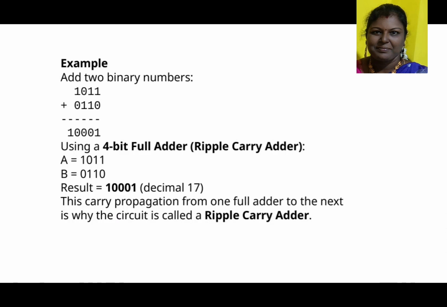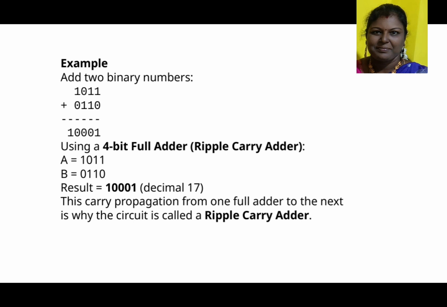Let's look at a simple example, adding 2 binary numbers. We have 1011 plus 110. Using a 4-bit full adder, also known as a ripple carry adder, we get a result of 10001, which is decimal 17. The key point here is the carry. It ripples from one adder to the next, passing along any overflow bit. That's exactly why this circuit gets its name. The carry ripples through each stage.